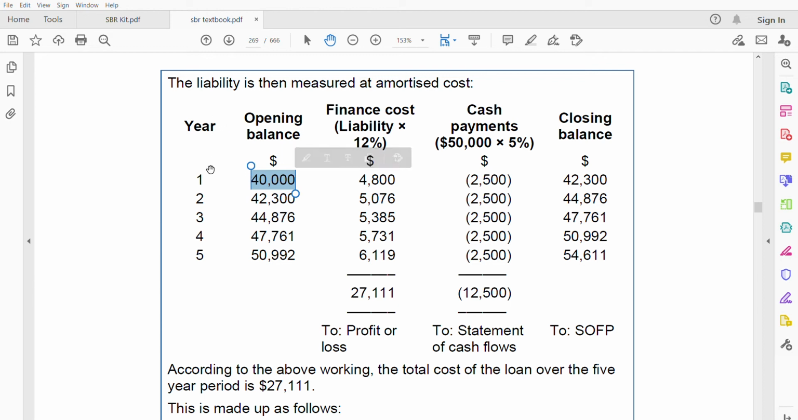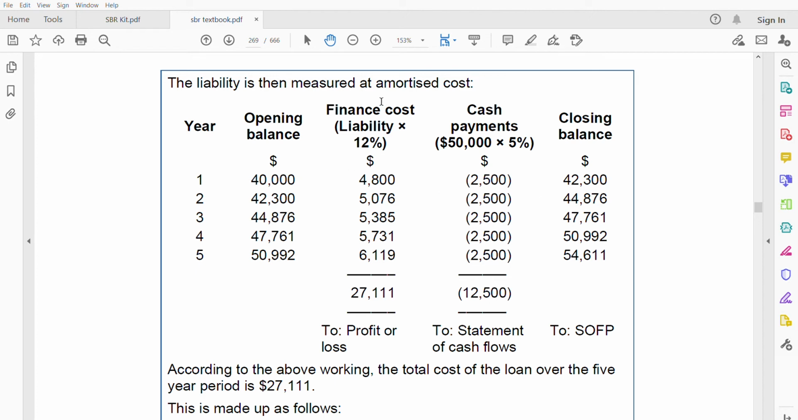So the first column will be years, 5 years, then opening balance, then finance cost, then cash payment, then closing balance. This is the standard pro forma. You need to memorize this. We'll go line by line. How do you go? It's not like opening balance, then closing. No, you go horizontally. Then you come here, then you go here. It's horizontal like this. So we start with 40,000.